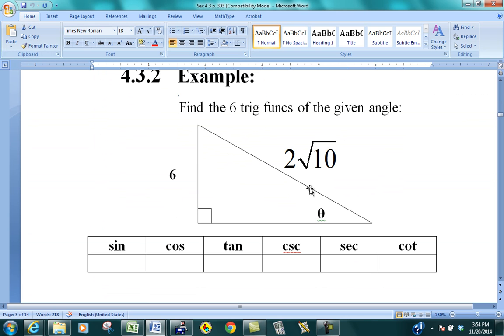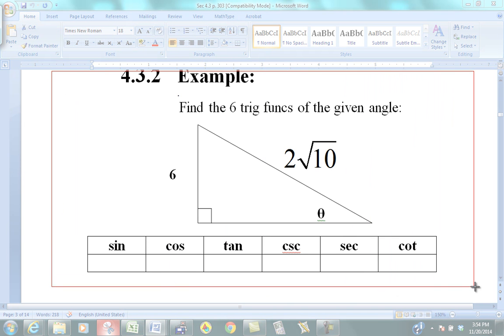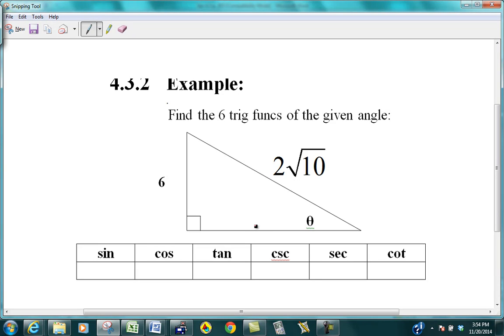Example, find the 6 trig functions of the given angle. And you have a triangle, so obviously the first thing you need to do is find this side. So you know that A squared is going to be 40 minus 36, which is 4, so A is equal to 2. And then you just fill in this table just like you did in the previous slide. So sine is going to be 6 over 2 root 10. Do not leave a radical downstairs. Reduce fractions. So then this becomes 3 root 10 over 10.